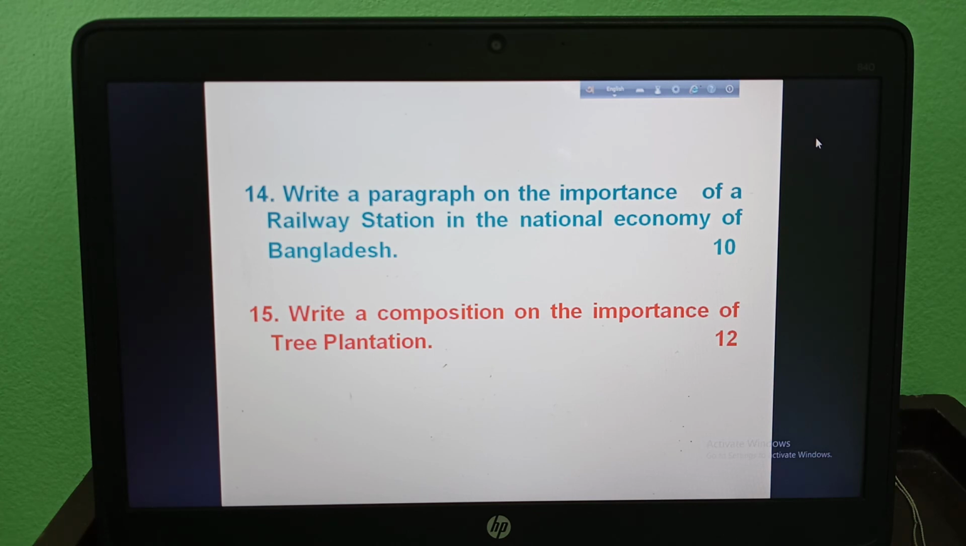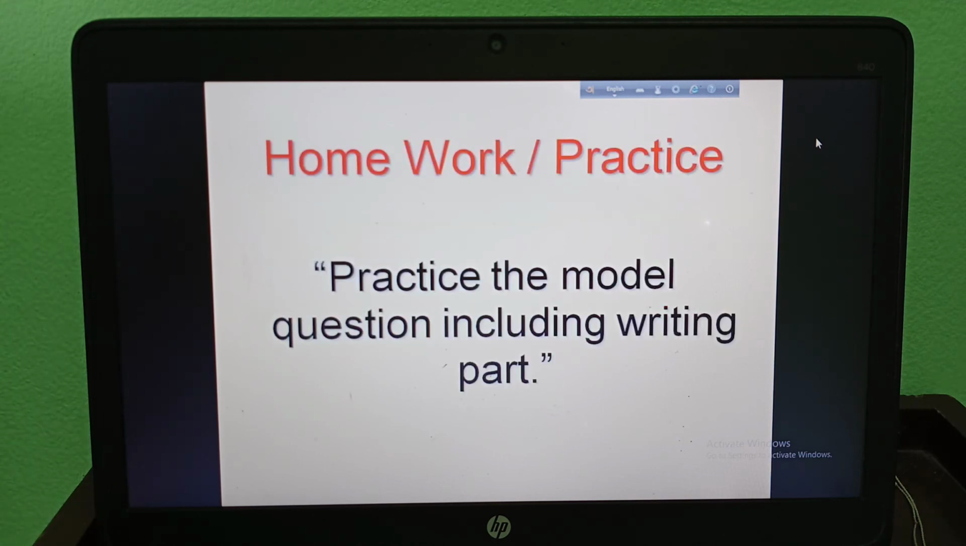The last one, write a composition on the importance of tea plantation. Here a composition is given, and it will carry 12 marks. Learners, this is in short the discussion on the question paper.